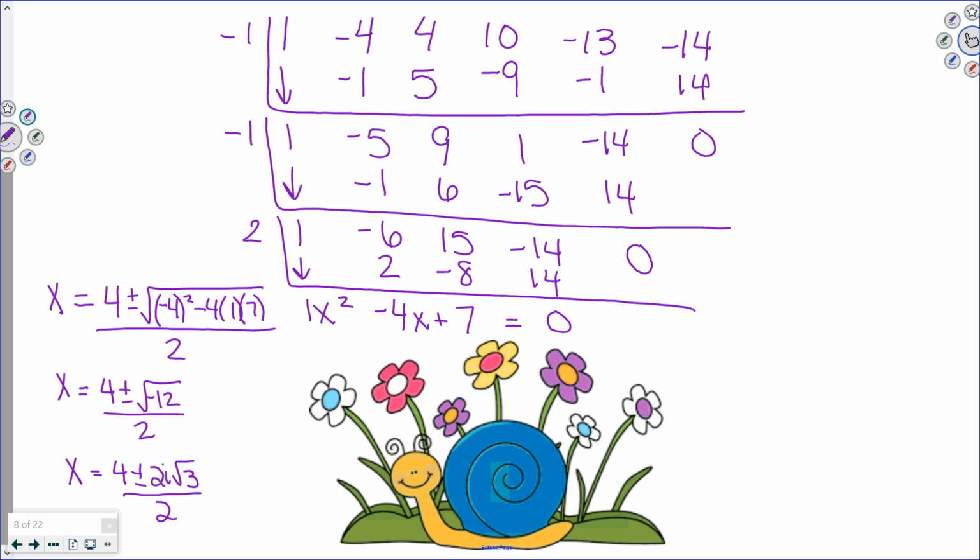All right, all three numbers can be divided by 2. Good. 2 plus or minus i radical 3. Negative 1, and 2. Just remember that plus minus, that's 2 answers. 3, 4, 5. So you just found 5 answers.